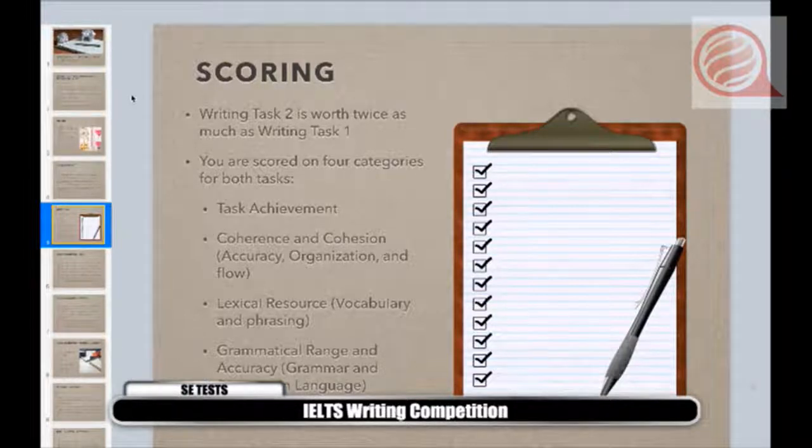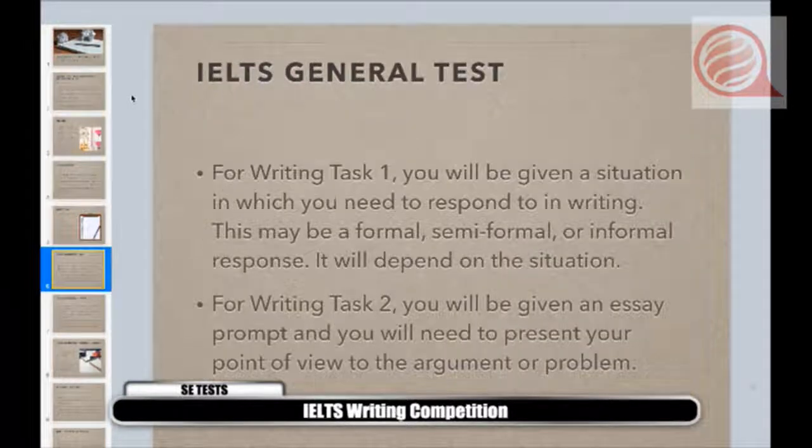For both the general and the academic, there are some strategies you can use that will help you with writing task 1. But writing task 2 requires a bit more time, effort and practice. There are still strategies and techniques, and just about every essay in English is the same. It includes an introduction, the body paragraphs, and the conclusion.